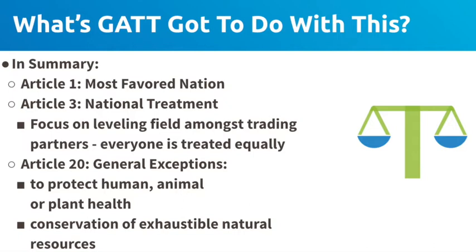So I want to do a summary here. We have Article 1 and we have Article 3. One way to think about those in combination is that together they are trying to make it so that amongst trading partners in the GATT, everyone is treated the same. A country can't discriminate against products between different countries importing into it, and it can't discriminate between its own products and the products of another country. So it's supposed to be a level playing field, and then Article 20 is an exception to that.